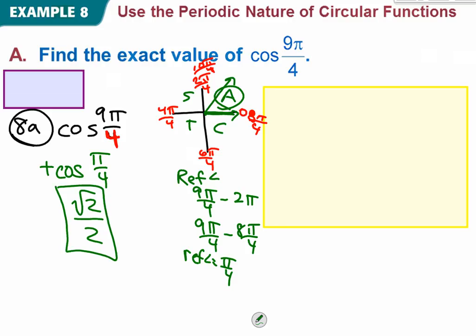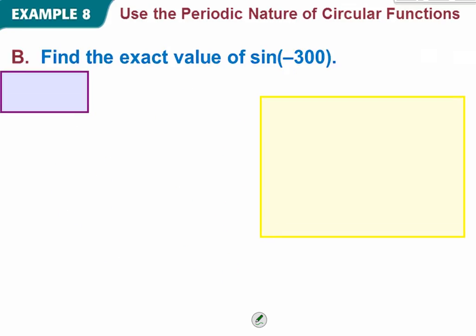Okay, so we're just going to do this a couple more times and just make sure it's in our heads. 8b is the sine of negative 300.